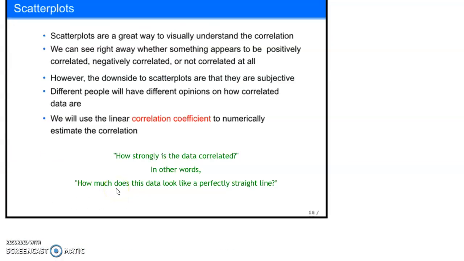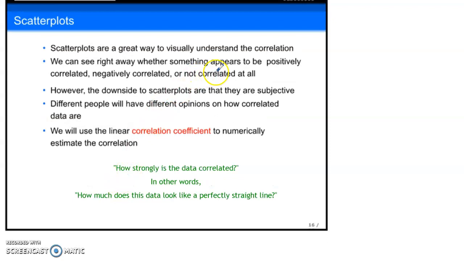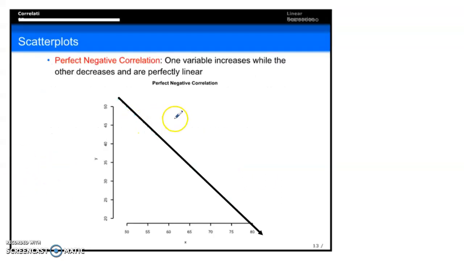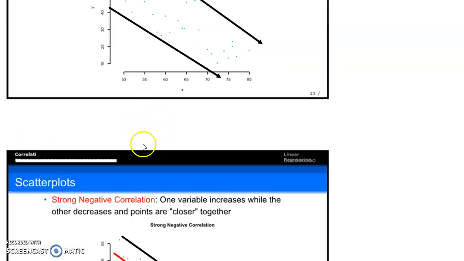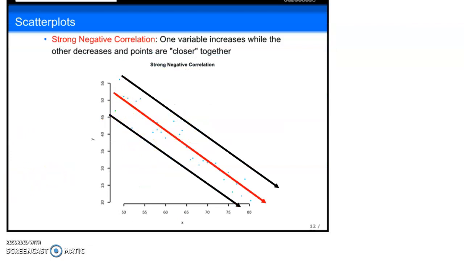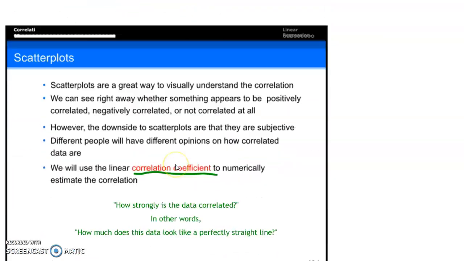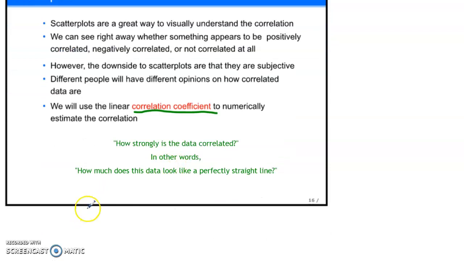Moving on to the idea of scatterplots. A scatterplot helps us answer this question: how strongly is the data correlated? In other words, how much does this data look like a perfectly straight line? And we're going to be using the linear correlation coefficient to numerically estimate that correlation. In the previous pictures, you could see that this one is a very good correlation, this one is not a very good correlation, and this one is kind of in the middle. So instead of saying it's kind of good or in the middle, we're going to use a numerical value for that.